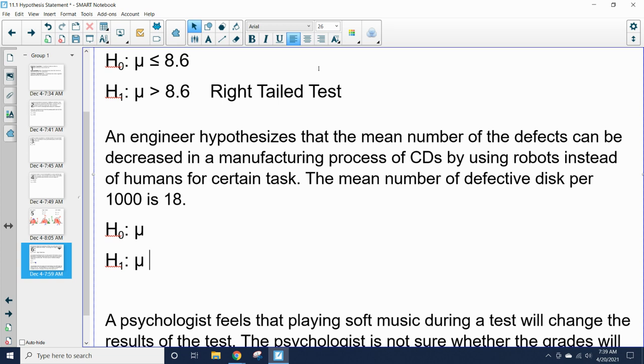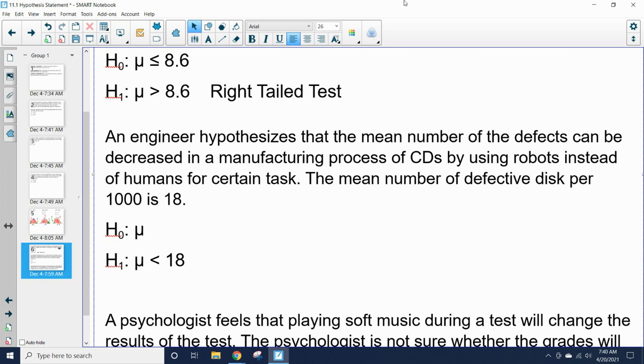All right, an engineer hypothesized that the mean number of defects can be decreased in a manufacturing process of CDs by using robots instead of humans for certain tasks. The mean number of defects per disk of 1,000 is 18. So we are trying to lower the mean number of defects. Our alternative hypothesis is lower than the current average for every 1,000 disks, which is 18.